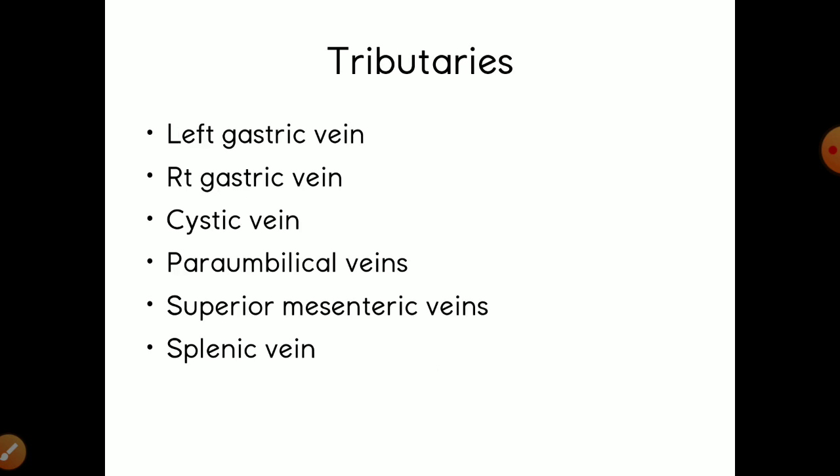Now coming to the tributaries, they are the left gastric vein, the right gastric vein, the cystic vein, the paraumbilical veins, the superior mesenteric vein which receives tributaries from the areas supplied by superior mesenteric artery and also the right gastroepiploic vein, and the splenic vein. The tributaries correspond to the branches of the splenic artery. The inferior mesenteric vein also drains into the splenic vein.